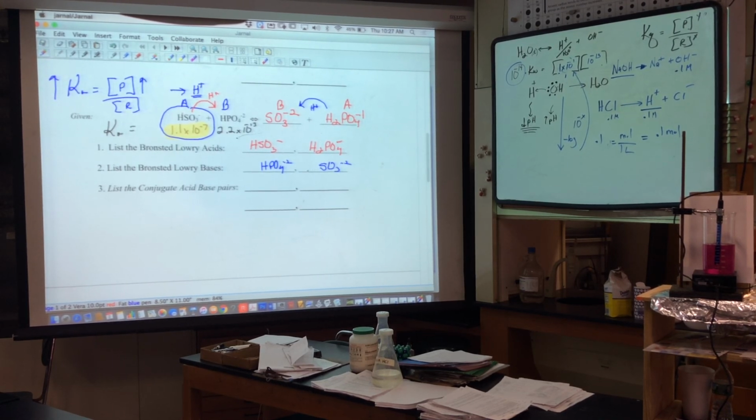Now, who are my conjugate pairs, party people? If this is my acid, this must be its conjugate base. If this is my acid, it's my conjugate base. Notice the base has one less proton than its conjugate acid.